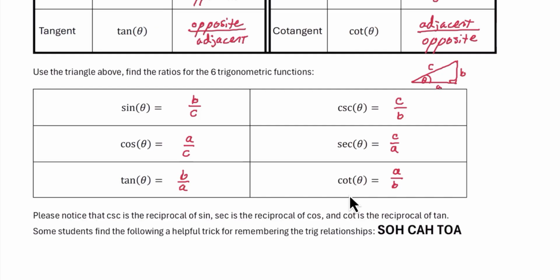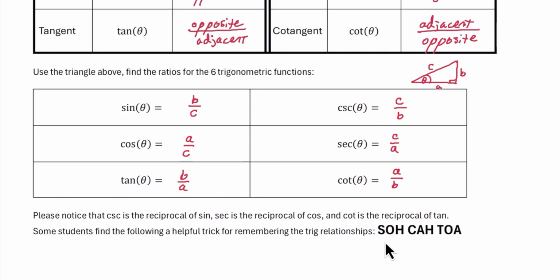Now, I realize students don't always like to memorize different things because there's so many different formulas and equations in math that you are expected to memorize. This is one of them. But really, you only need to know the first three. If you know the first three and their relationship, you can simply come up with the others by doing the reciprocal like we did earlier.